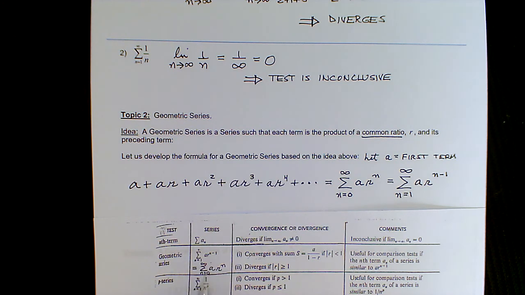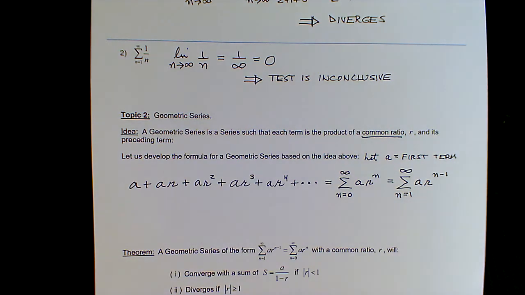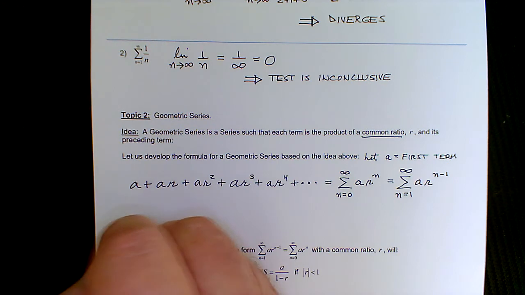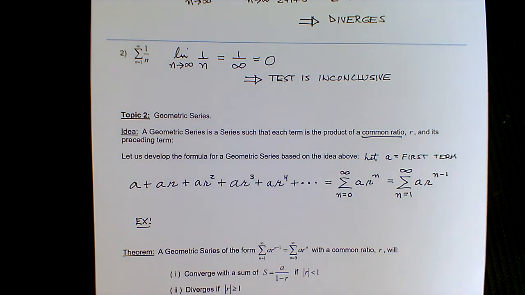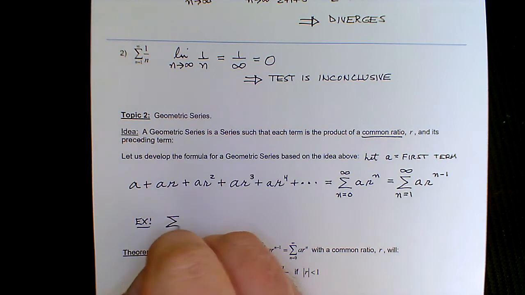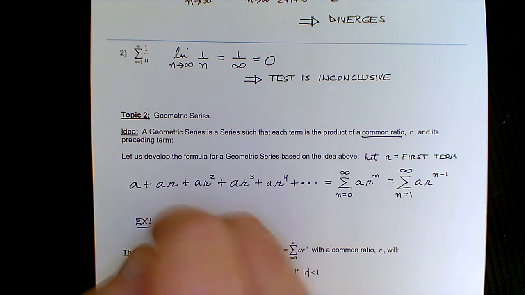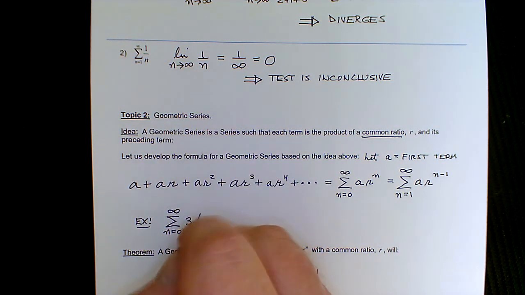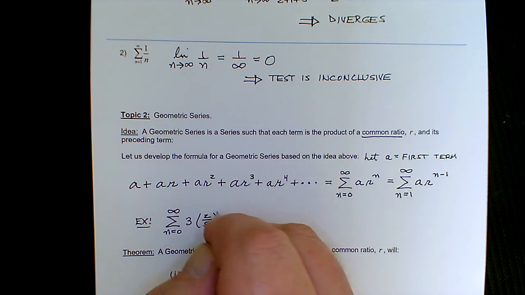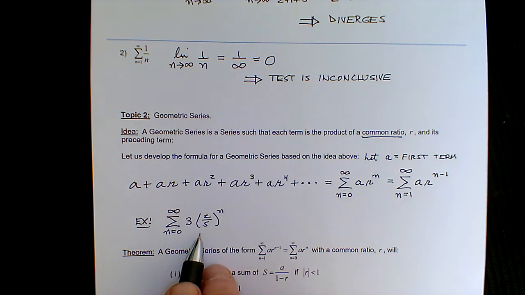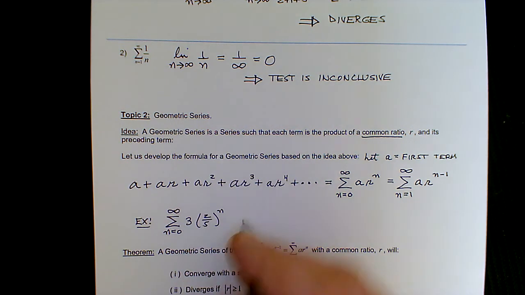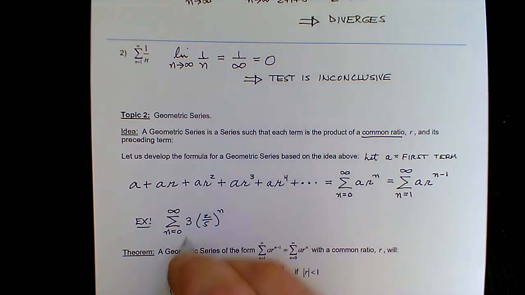An example of what this looks like is maybe the sum as n goes from 0 to infinity of 3 times 2/5 to the nth. That's just an example of what the infinite geometric series would look like. It's really just a number, typically a fraction, raised to a power. Now notice that n is 0, and here the power on the common ratio r matches the appropriate form.